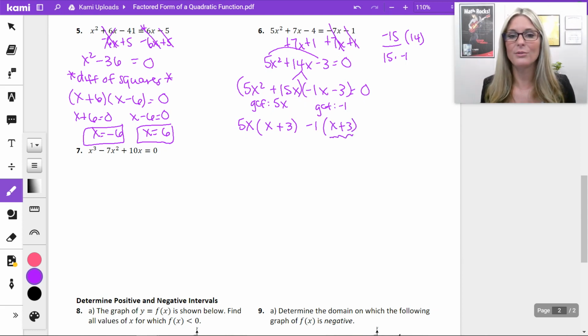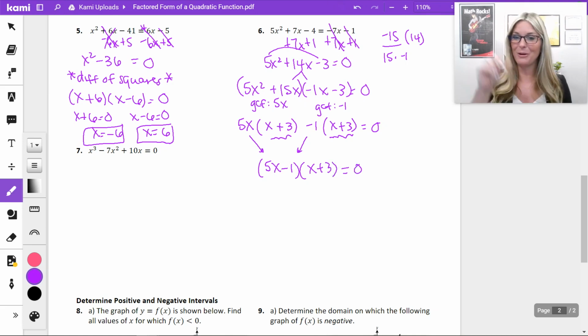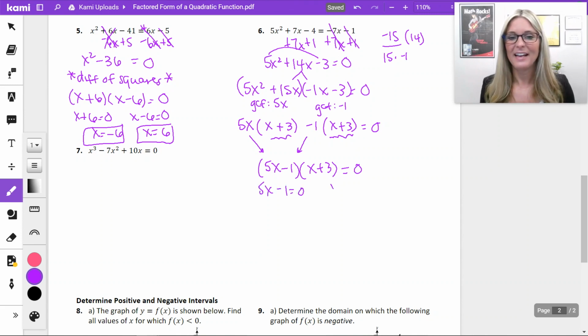Remember, we want those in the parentheses to match. That is my check to make sure that I did multiply this correctly or factor this correctly. Our first factor is 5x minus 1, pulling those GCFs out front. And we write that repeating parentheses once, the x plus 3. That's my factored form. Last step, set each of those equal to 0 and solve will give me my x-intercepts.